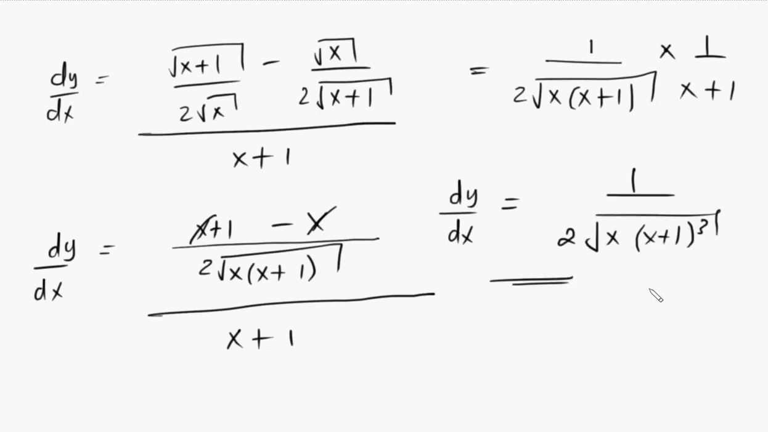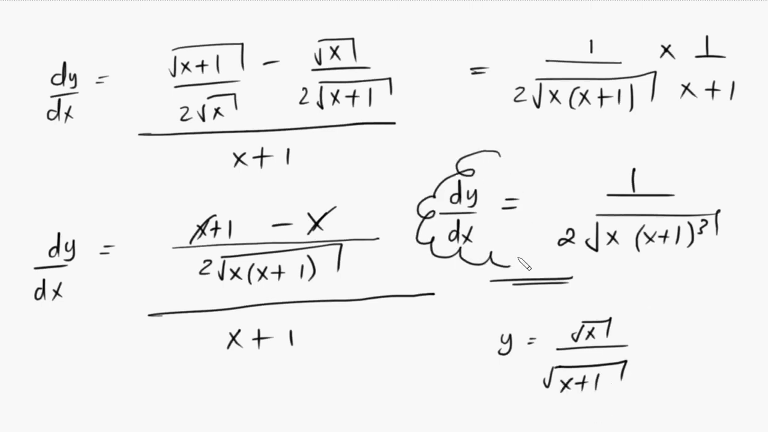So this now is dy dx when y, what was y? Y is equal to radical of x over radical of x plus 1. So this one is my dy dx for example 1. Now let's solve example 2.